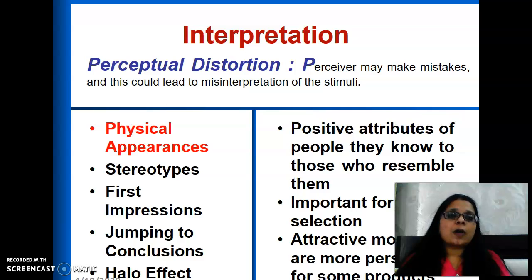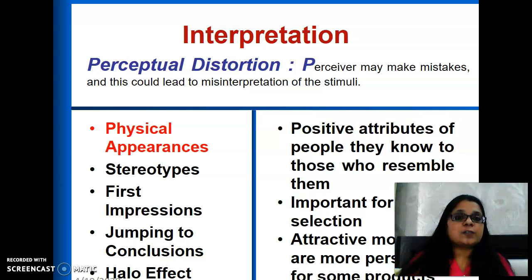There's one principle in interpretation, that is perceptual distortion. Certain things happen where there's a fault, or you can say a mistake, on the side of the consumer, where the marketer wants to convey something else, but a certain misinterpretation of the stimuli takes place. That is a process known as perceptual distortion.